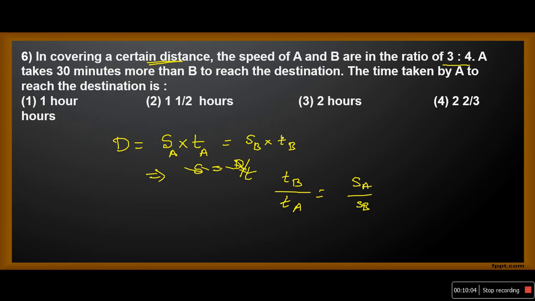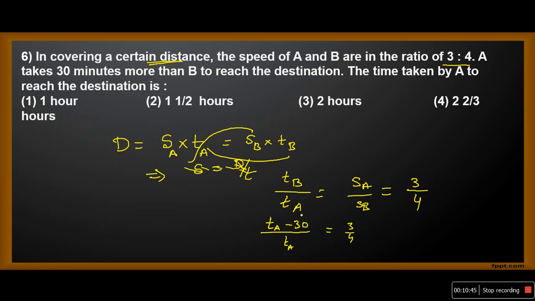I am simply cross multiplying. Take this A to the right hand side, B to the left hand side. So TB by TA equivalent to SA by SB. Now what is the ratio of speeds given, which is equivalent to 3 by 4. It's clear. Let the time taken by A be TA, keep that aside. But what is given, A takes 30 minutes more than B. It means TB is nothing but TA minus 30, and TB by TA equals 3 by 4.